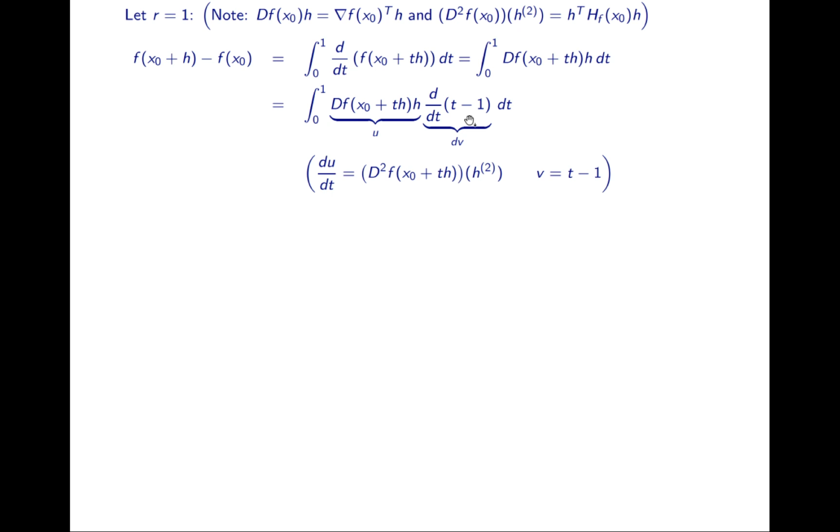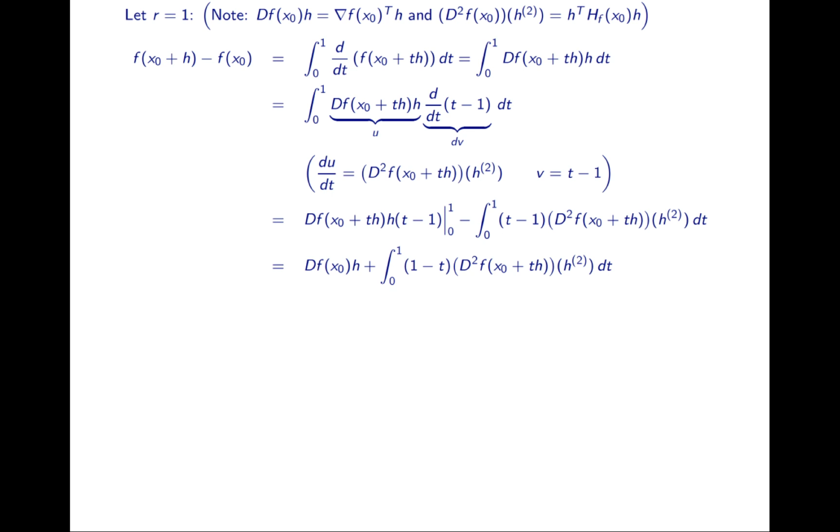Then we can use a bit of a trick here: the derivative of t minus 1 is 1. By setting it up this way, it allows us to use some integration by parts, where we're going to integrate by parts to get those higher order terms that we want to get to. So now we get that the difference is equal to the derivative of f at x naught plus th times h times t minus 1 evaluated from t equals 0 to t equals 1, minus this term, right? So this is just using the integration by parts formula.